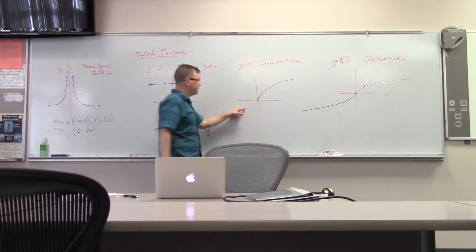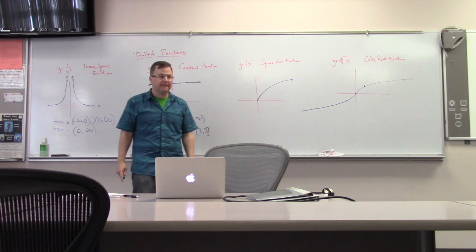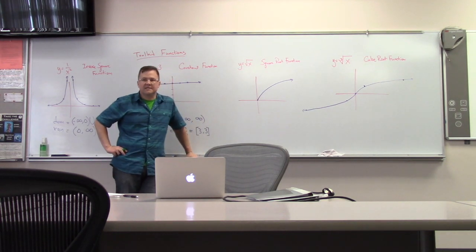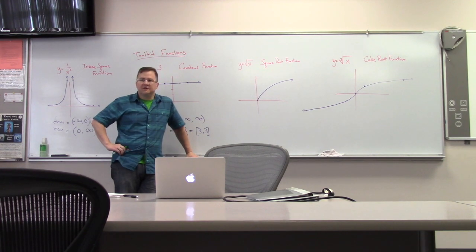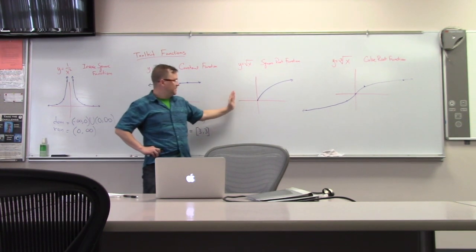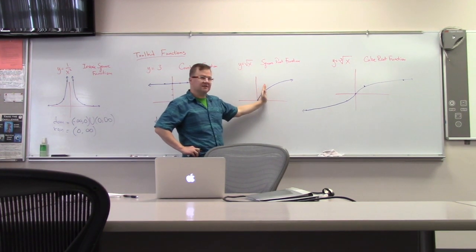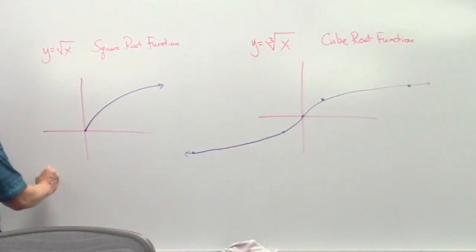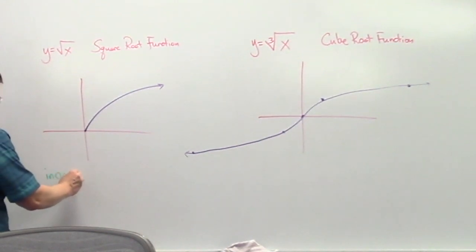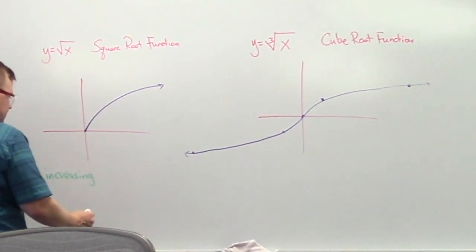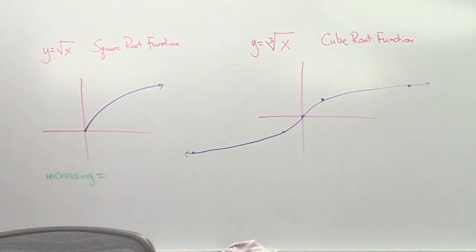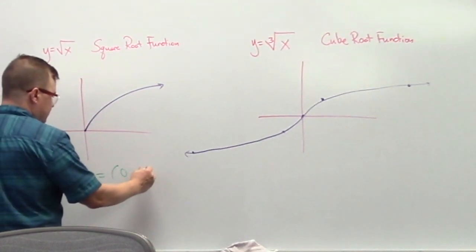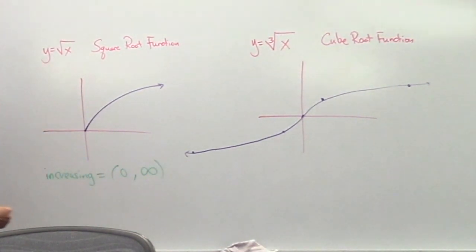So for example, before I erase the square root function, I would classify this function as increasing. As you scan from left to right, it starts at 0 and goes up, and it keeps going up. So I'd say this is increasing over the interval that begins at 0 and goes all the way out to infinity.